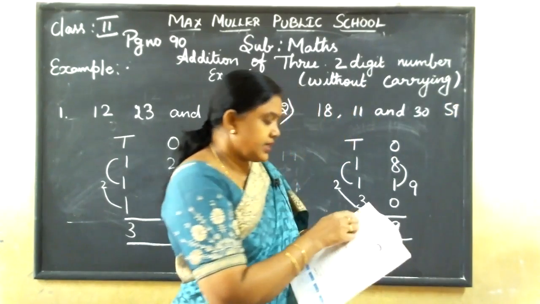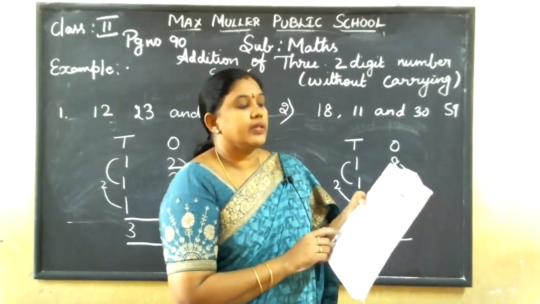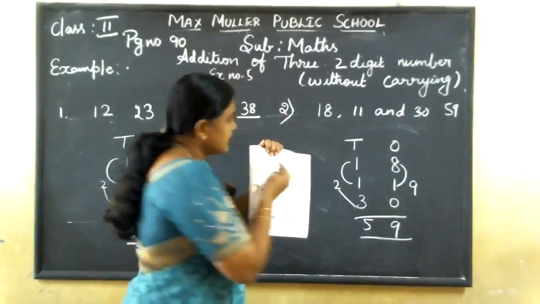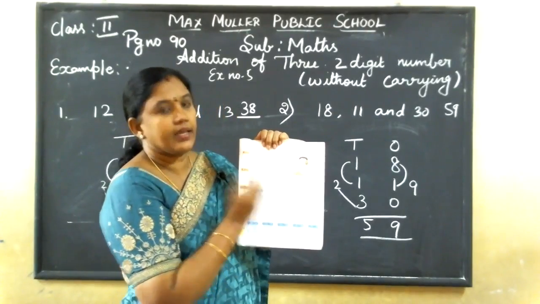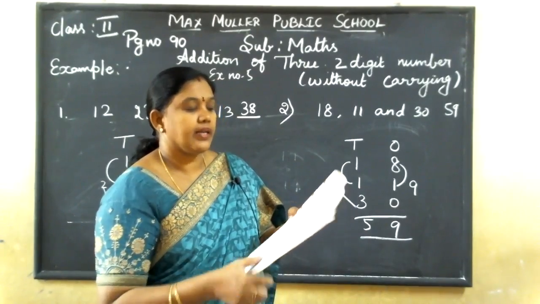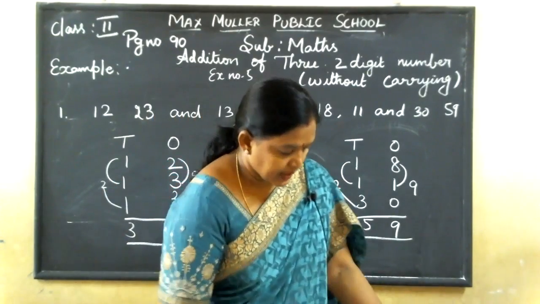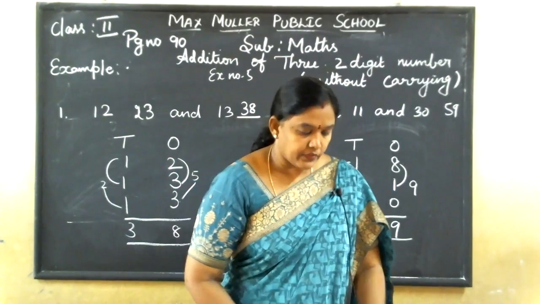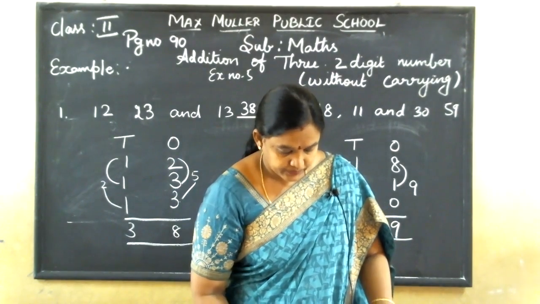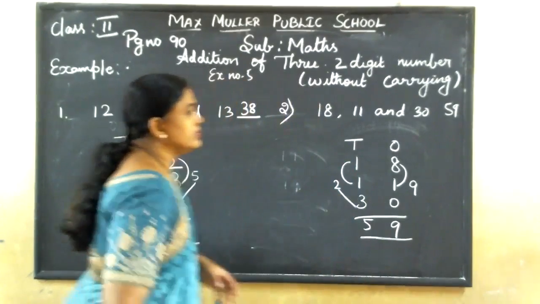See, another 6 sums are there. You do them in the rough note, children, and write the answers. Yes, inside, you write the answers. Now we will go to addition of a 2-digit number and a 1-digit number. In the previous class, we did the addition without carrying only. This time we will do it with carrying only.